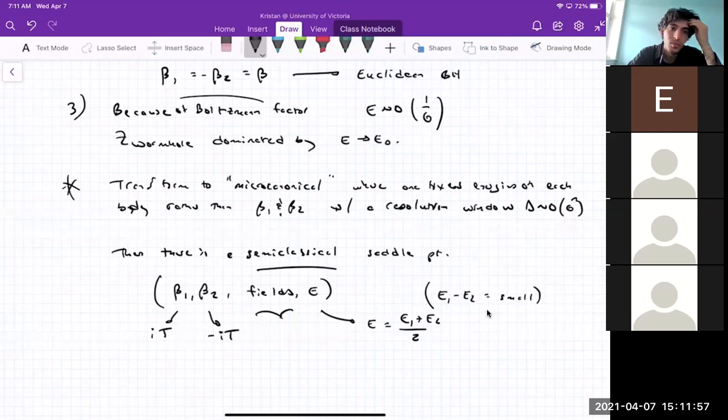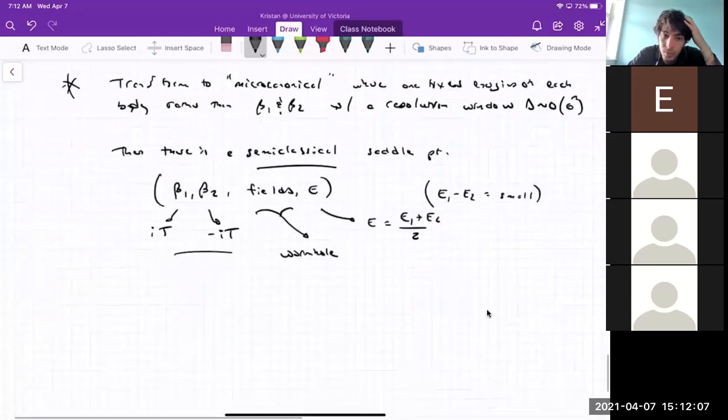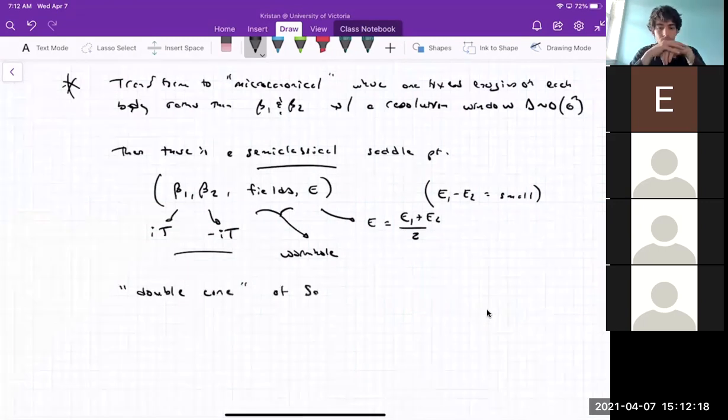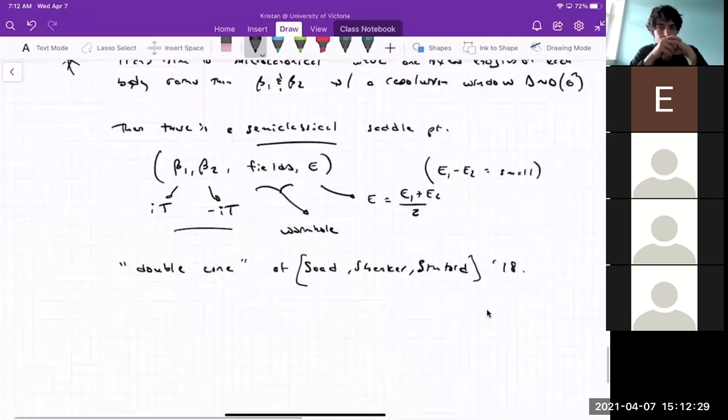And what do you get for the configuration of fields? Well, it's the wormhole analytically continued to these values. The geometry that one gets from this is something that has appeared in the literature before, although it wasn't quite clear what to do with it at the time. This is the double cone of Saad, Shenker, and Stanford from 2018.